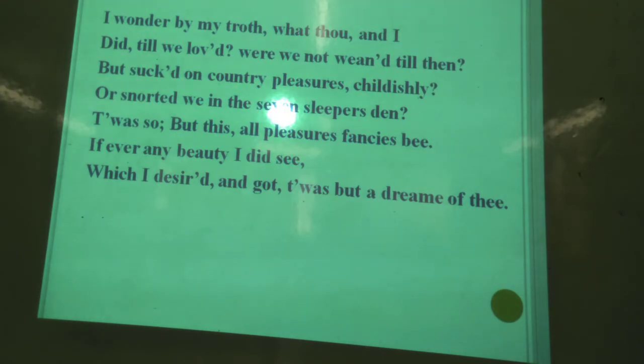But these all pleasures fancies be. You have seen a honeycomb, for example. Whenever you see a flower, the bees become very busy collecting nectar to make honey. Similarly, all pleasures fancies be. Whenever the bees move from one flower to another, one garden to another, they are so pleased because they are happy to collect more and more nectar to make more honey. Similarly, whenever we fall in love, we exchange our ideas. This is completely full of pleasure.